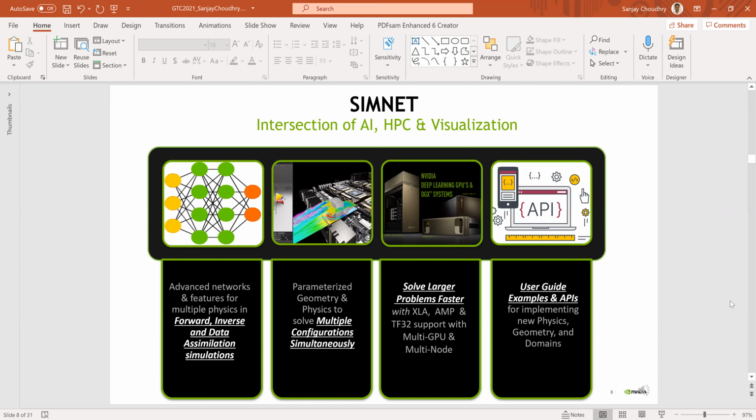The parameterized geometry, basically the ability to do that both for physics and geometry, to be able to do multiple configurations simultaneously. And this is really where the neural networks shine, because it's not the single case, where they can really beat these numerical solvers, which have been really fine-tuned for performance. Then the performance itself is going to keep continuing, because it's clearly one of the things that we want to make sure that it runs as fast as possible.